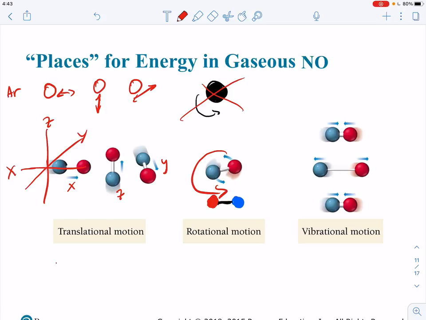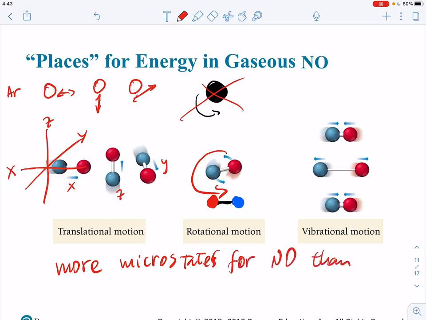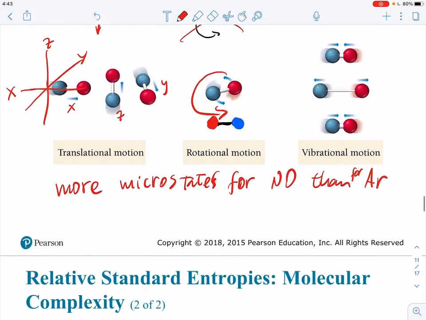So more microstates for nitrogen monoxide than for argon. And that's why the absolute entropy for nitrogen monoxide is larger than for argon, even if argon has a larger molar mass. Okay?